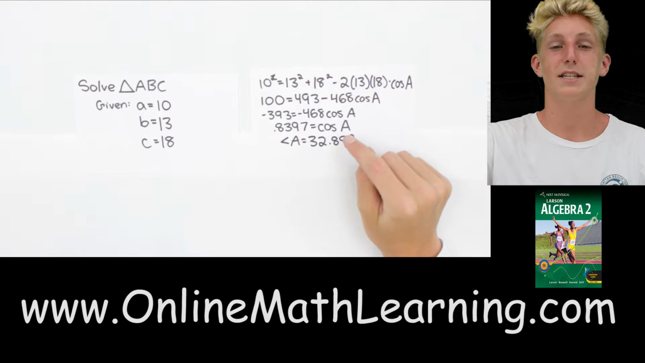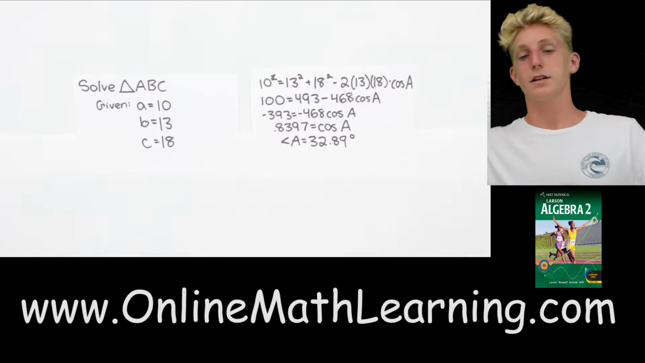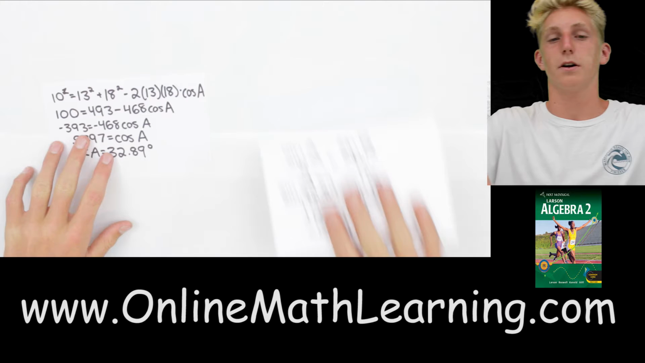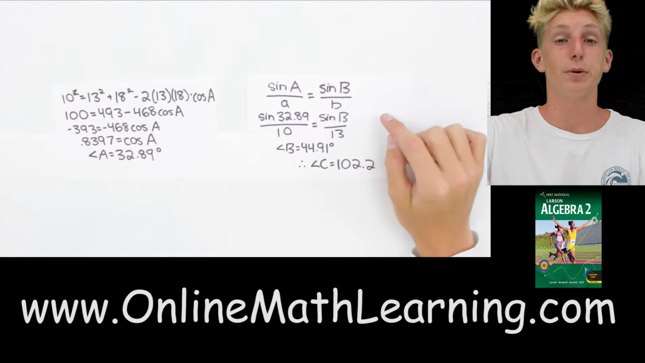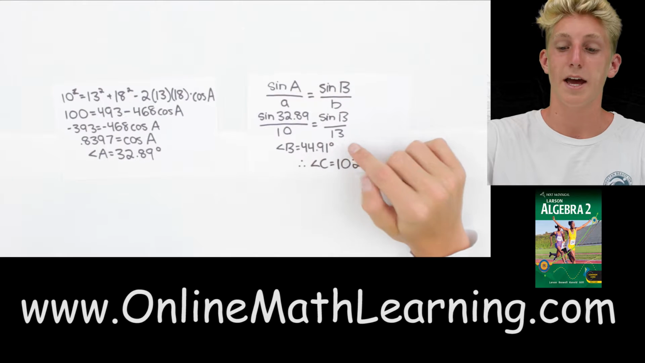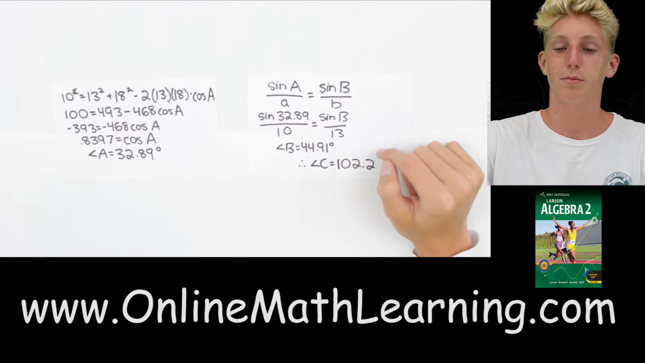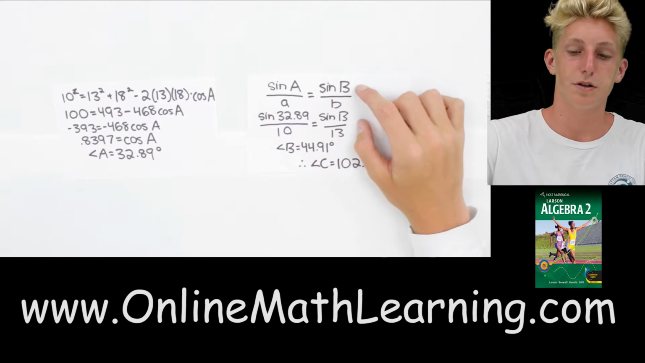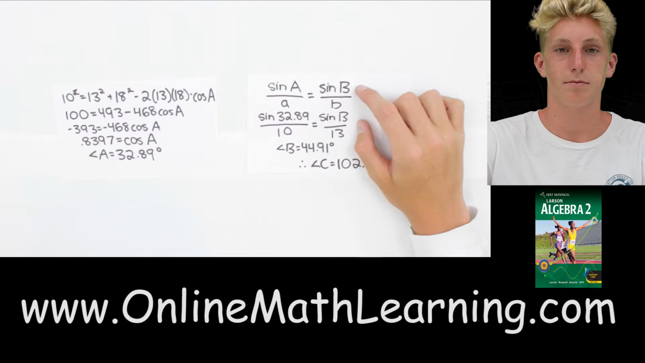Now that we have this angle, we can use law of sines to solve the rest of the triangle as shown in this work. And through law of sines, we determine that angle B equals 44.91 degrees and angle C equals 102.2 degrees through our 2 sets of calculations.